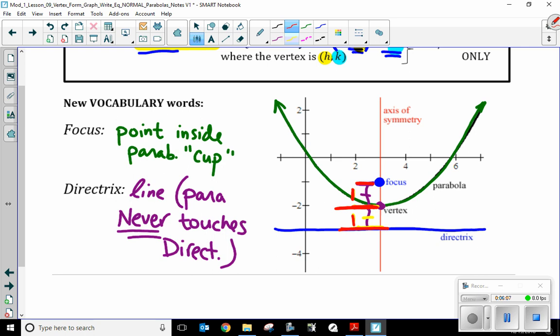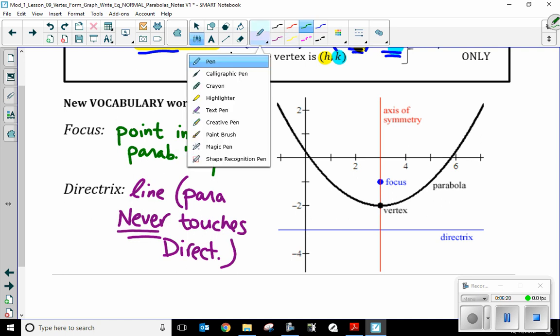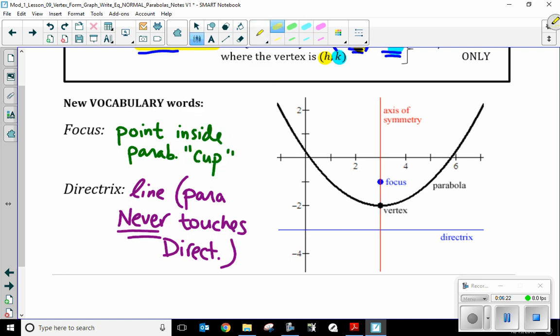Always, always, always. So if I have 2 of the 3 players here, the focus, the vertex, and directrix, if I have 2 of those 3, I can always find the third one.